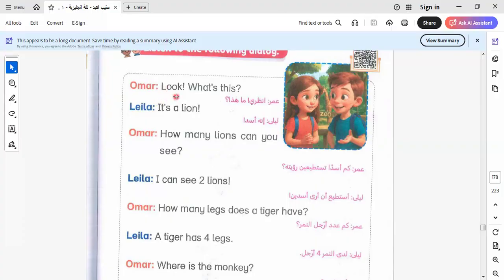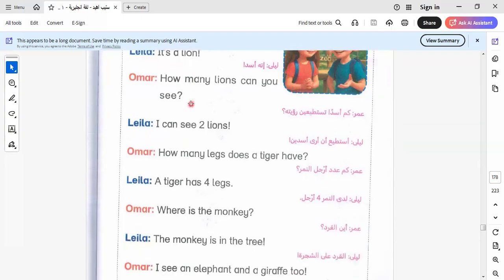Okay, Omar: look, what is this? Layla: it's a lion. Omar: how many lions can you see? I think we explained how many in the last unit, and we know that how many asks about numbers. Grade 1, raise your voice with me and say, how many asks about what? Numbers. We learned how many asks about numbers in the last video. I think you followed me in the last video. If you don't remember, you can review the video and watch it again.